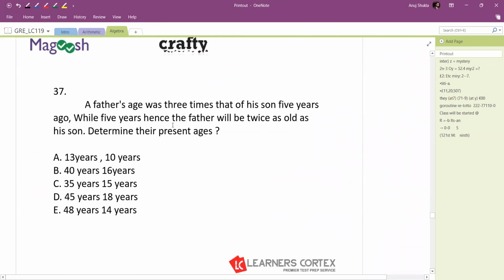Try this question. 1 minute. A father's age is 3 times that of his son 5 years ago, while 5 years hence, meaning after 5 years, the father will be twice as old as his son. Determine their present ages.